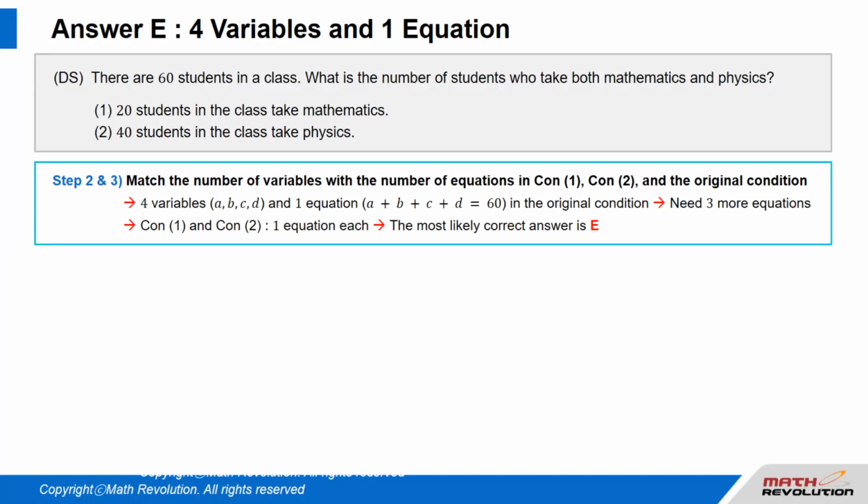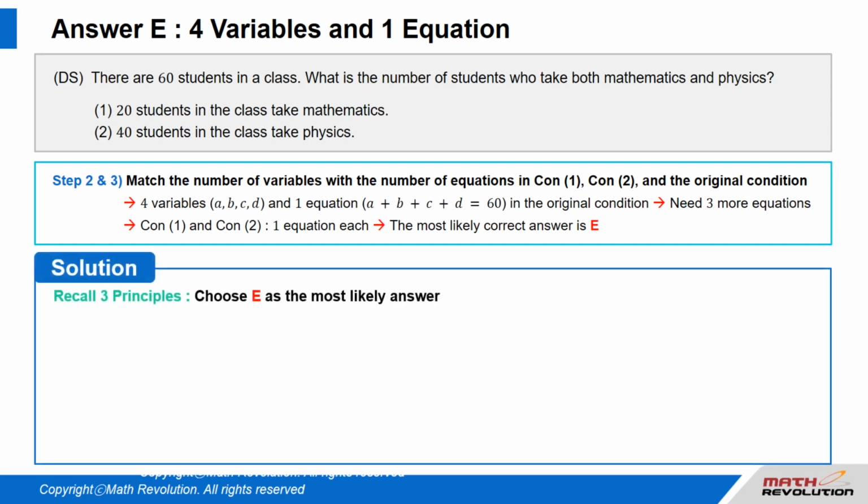From the original condition, we have 4 variables, A, B, C, and D, and 1 equation, A plus B plus C plus D equals 60. To match the number of variables with the number of equations, we need 3 more equations. Since conditions 1 and 2 will provide 1 equation each, E would most likely be the answer. Recall 3 principles and choose E as the most likely answer.